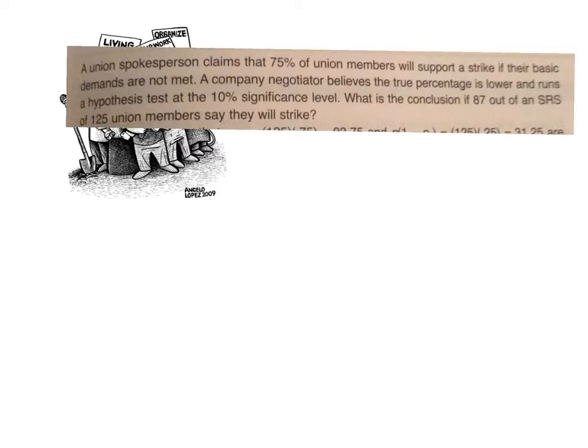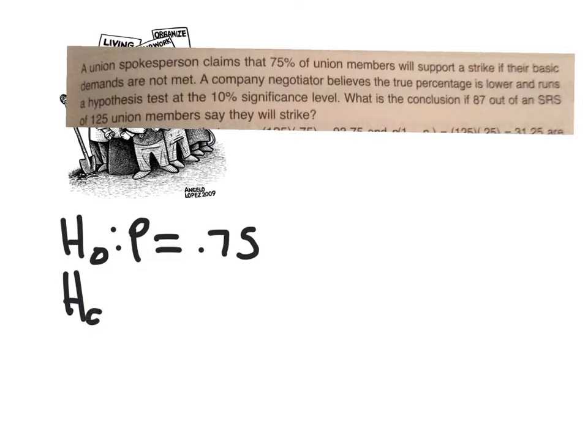Here we go. So let's see. We need a null hypothesis and an alternative hypothesis. What is it? H0 is equal to what? 0.75, right? And then the alternative, what we're trying to prove, is that it is lower than 0.75. Let me just double check that.